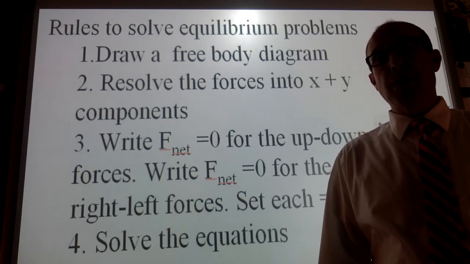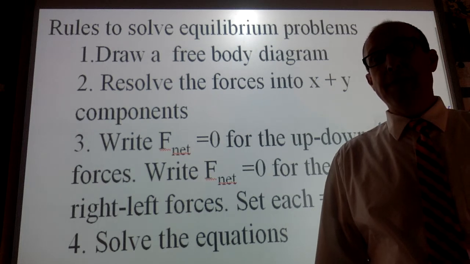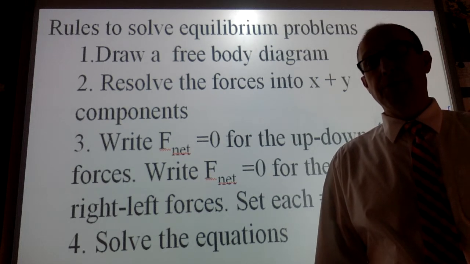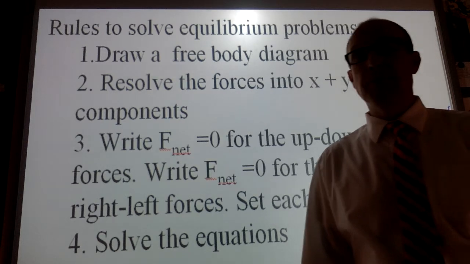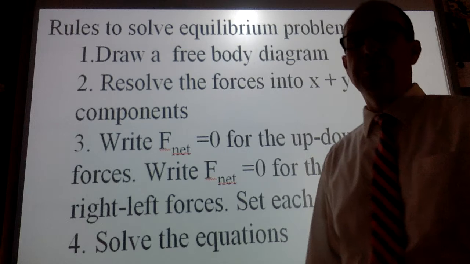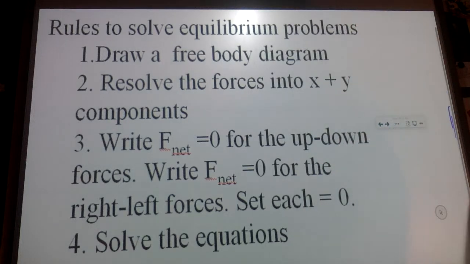Then you're going to write down the equation Fnet equals 0 for the ups minus down forces. Then you're going to write Fnet equals 0 for the right minus left forces, and you're going to solve the equations.